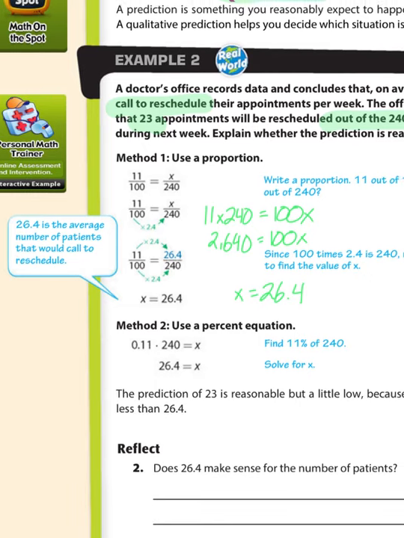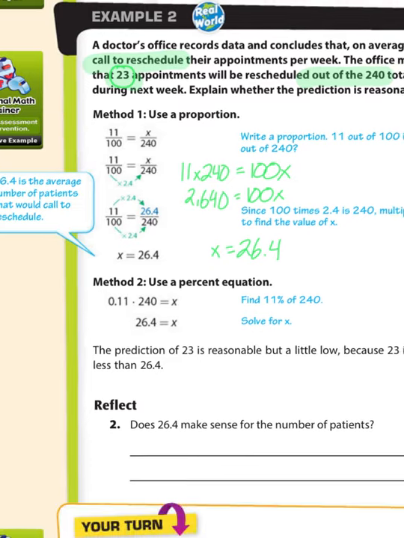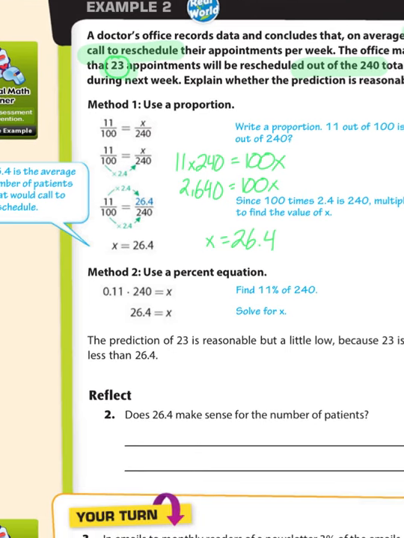All right, so using that probability, we could predict that 26.4, or just 26 appointments will be called to reschedule in that week. So then we compare 26 to 23, and it seems 23 might be a little low, but it's pretty accurate. 23 is pretty close to 26, especially out of 240. It's 3 off. It's pretty close. A little low, but pretty close.